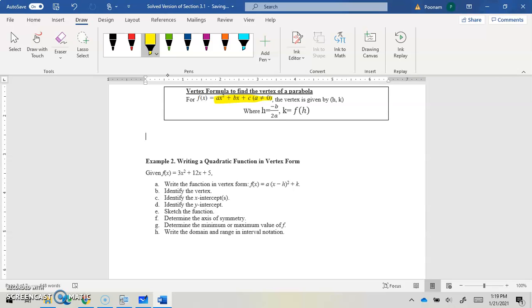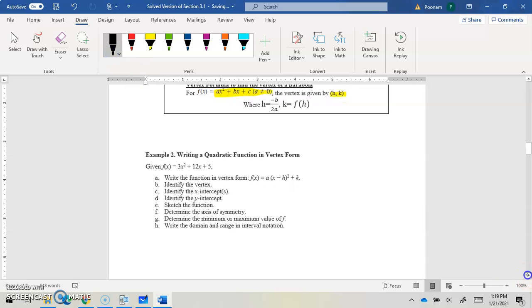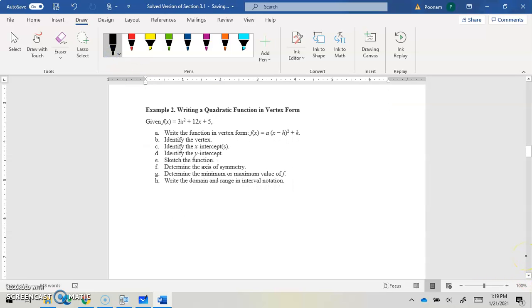What is the vertex? It is the coordinates (h, k), where h is equal to negative b by 2a and k is equal to f of h. So let's learn how to use this formula from an example. We have a given quadratic function f of x is equal to 3x square plus 12x plus 5. Write the function in the vertex form.